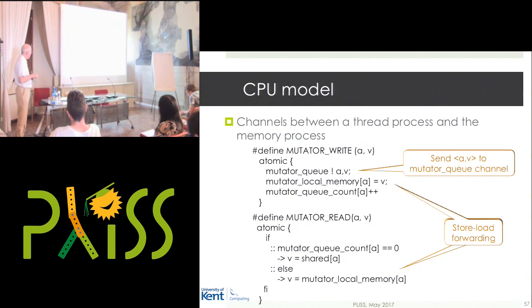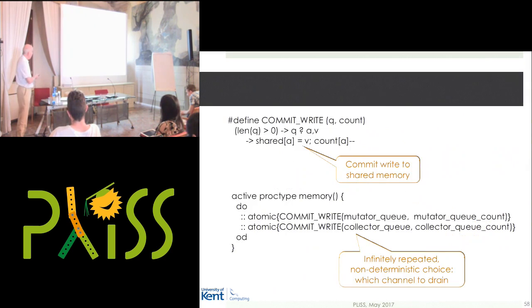Here's a read. It looks at the count there. If there's nothing in the queue, it reads from shared memory, which means the store buffer is empty. Otherwise, it reads from its local store buffer. So it's pretty simple. And we can do commits: we can commit the value into shared memory and decrement the count.